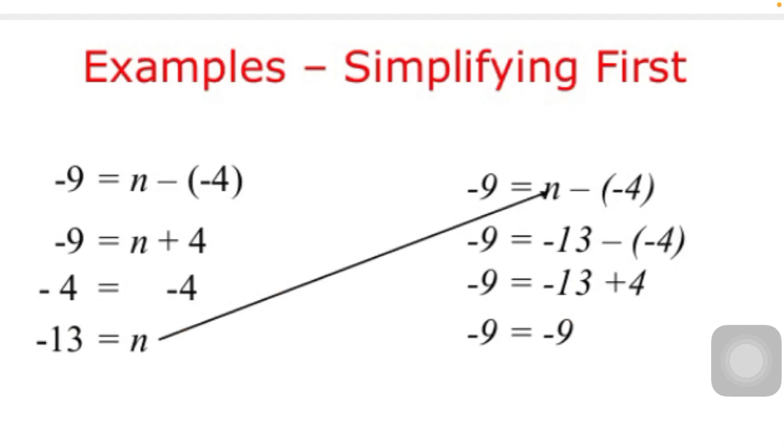So next, when we are solving our equations, what can we do? See the example on the left: minus 9 equals n minus, minus 4 in brackets. So first thing we'll do is open the bracket, so we'll write 9 equals n plus 4. Then what will we do for finding n? We'll subtract 4 from both sides.